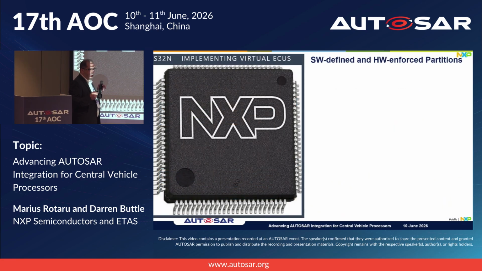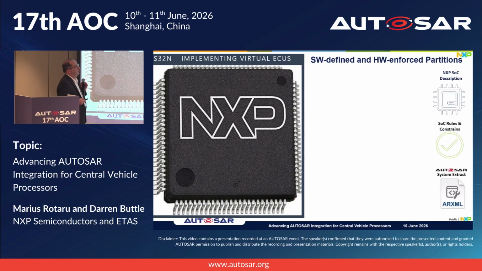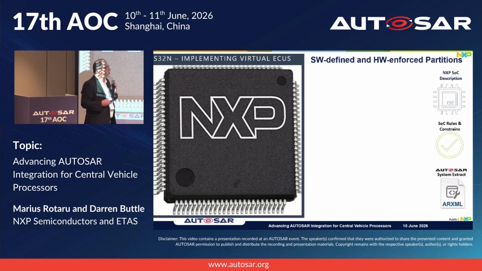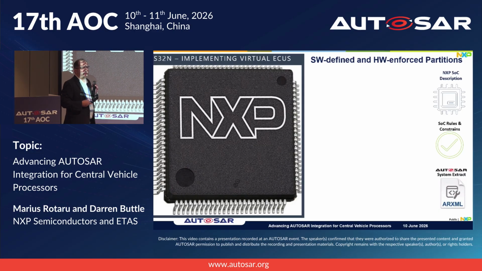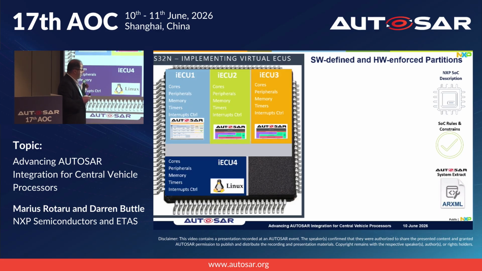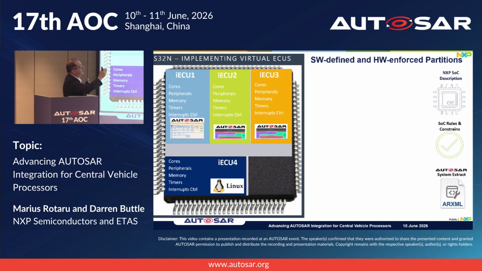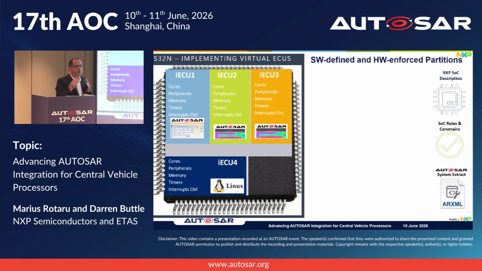But let's see how this works in practice. So we have the silicon. We get some SoC description files. We get some rules and constraints, and of course, some system-level descriptions. And at the end, we want to have, for example, 4 partitions. Each partition has its own cores, memory, peripherals, timers, and interrupts. Each partition can be used to deploy a different type of operating system. Here, for example, I put 2 partitions having 2 AutoSAR images, one running adaptive AutoSAR, and the other one just Linux.